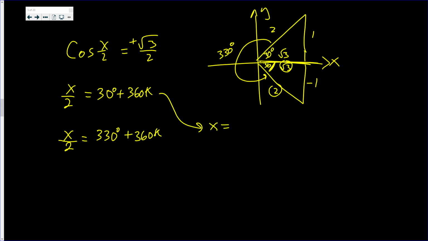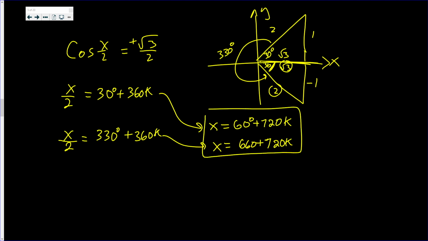So multiplying both sides by 2, we get 60 degrees plus 720k. Multiplying by 2, we get 660 plus 720k. Not sure how I wrote 720 wrong up there. I'm sure I said it, but more importantly, here are the two answers.